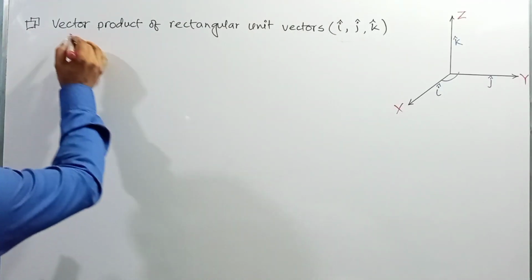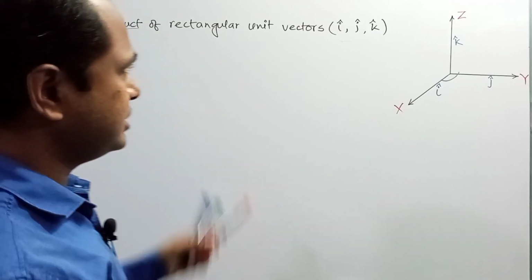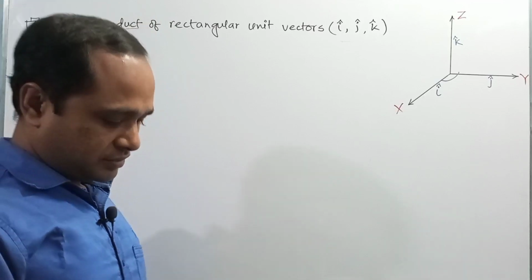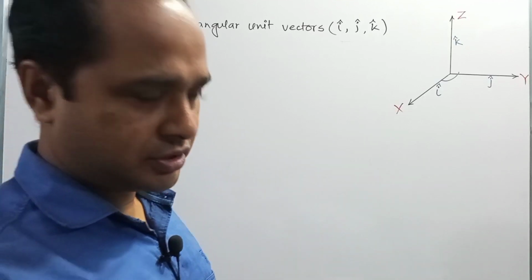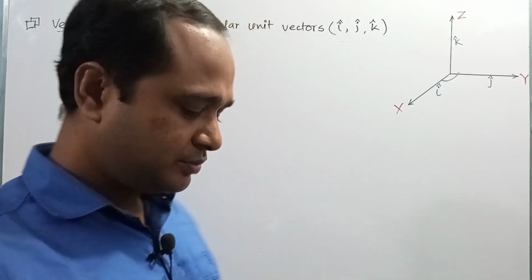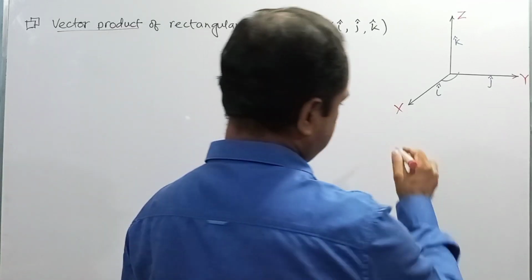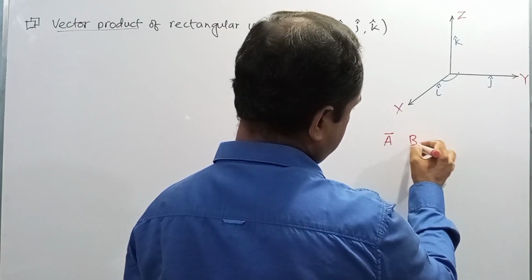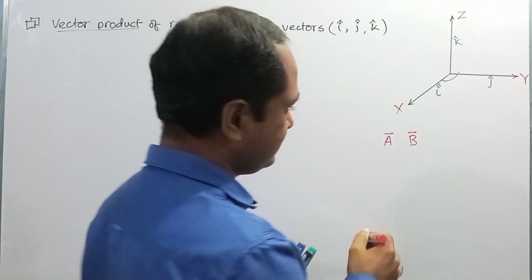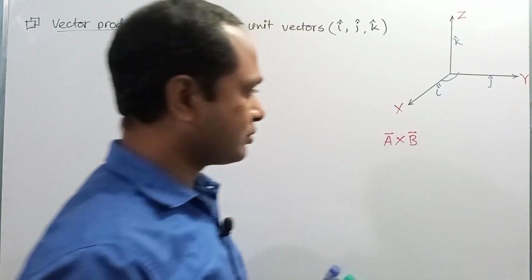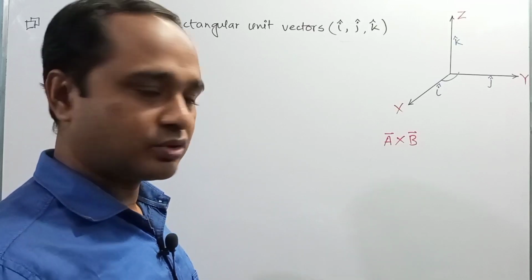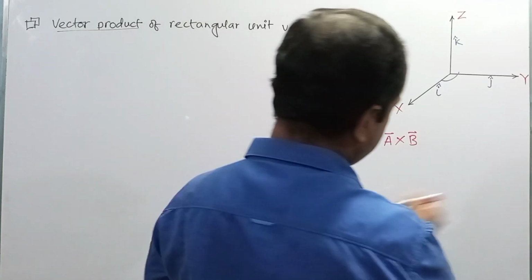Here we are going to see the vector product of rectangular unit vectors i, j, k. Okay, so you know the vector product of two vectors is a vector quantity. If A and B are two vectors, and we would like to get the vector product of A and B, then we have to use a cross sign between them. That's why the vector product is also known as the cross product. So it will give a vector quantity.